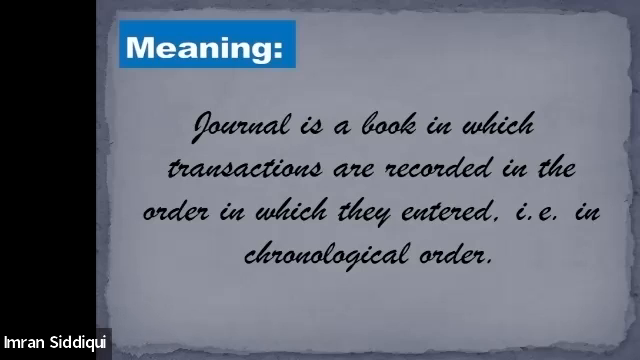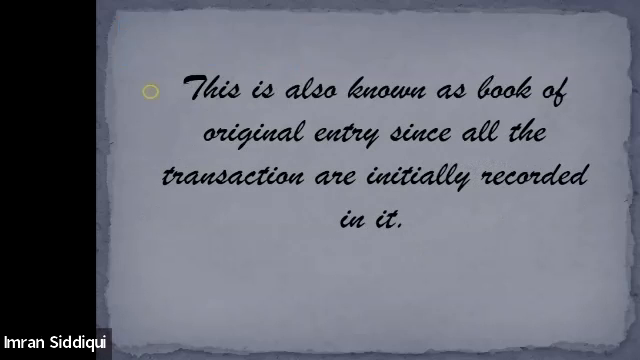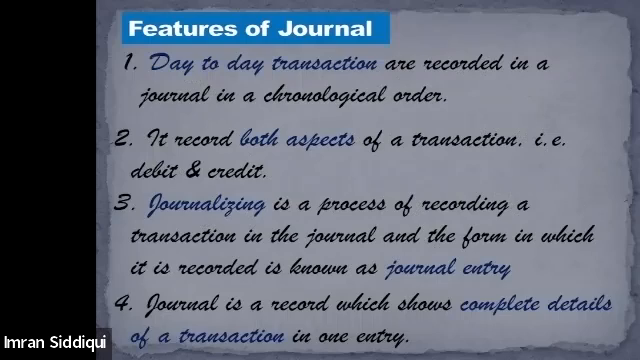That means every transaction is recorded in the journal, irrespective of whether it is small or large. Irrespective of the amount, every transaction is recorded in chronological order, that means date wise. I also told you that this is known as the book of original entry, and we discussed various features of the journal.